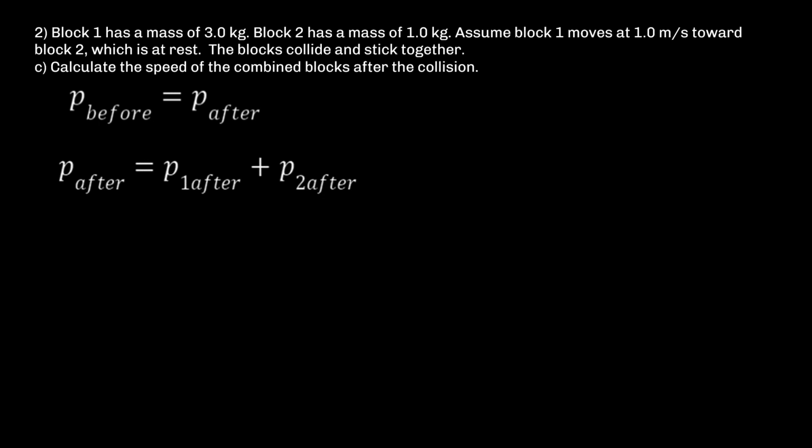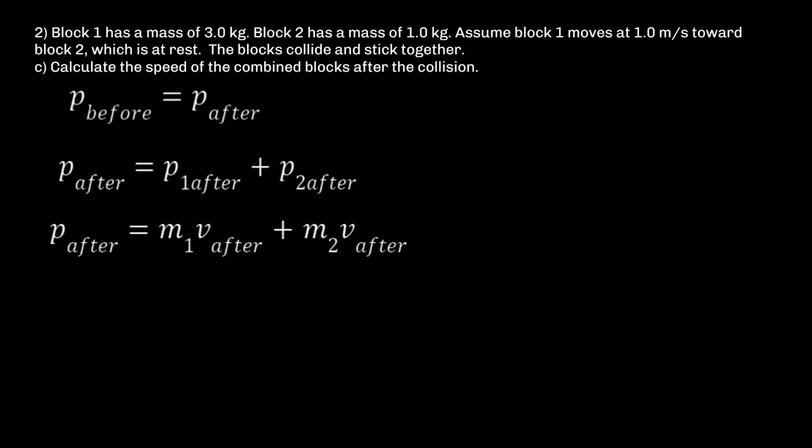Then we're going to have our equation for momentum for each object. So momentum of block 1 is going to be the mass of block 1 times the velocity after collision. Same thing for block 2, the mass of block 2 times the velocity after the collision. Since they move as one object, they must move at the same exact speed. So I'm going to have both of them as velocity after, and not v1 after, v2 after. As you can see, mass 1 times velocity after plus mass 2 times velocity after. Again, they move as one object, so they have the same exact speed after the collision.